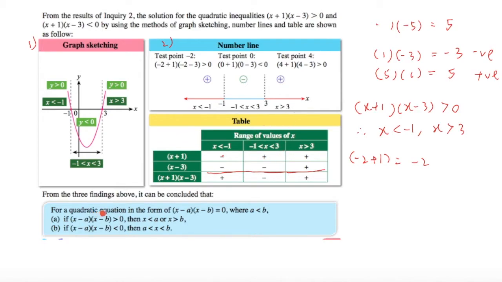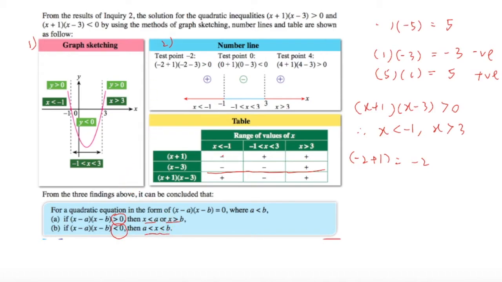Okay, so for a quadratic inequality in the form x minus a, x minus b, where a is less than b, if x minus a, x minus b more than 0, your answer will be left and right. A less than b means a is negative 3 and negative 1, b is 3. Okay, so a will be left and right. Meaning if it's on top, your answer is left and right. If below, less than 0, your answer is in between.